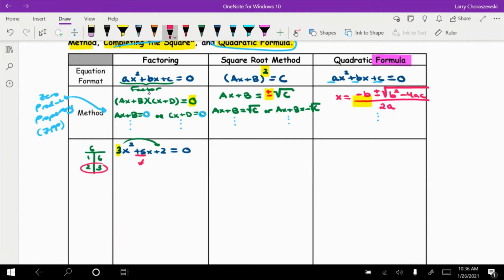So remember, that breaks up the middle term as 2x plus 3x. Carry down the 3x squared. Carry down the 2. Don't forget to write equals 0. And then what we do is we factor by grouping. We can take an x out from the first set of parentheses, leaving behind 3x plus 2. And we have 3x plus 2 already inside the second set of parentheses. So in that case, just factor out a positive 1.